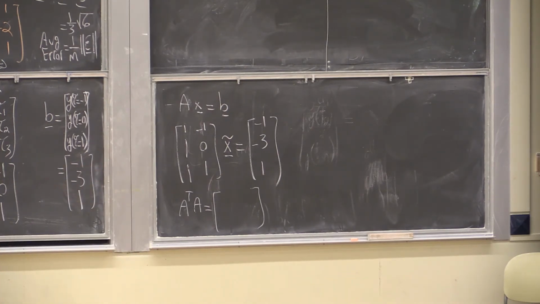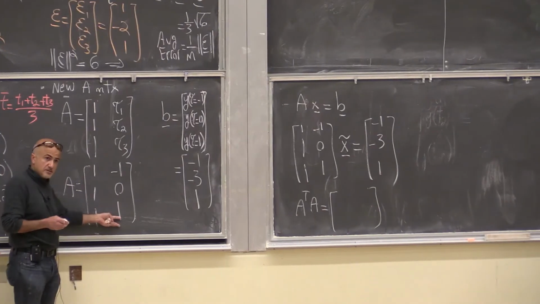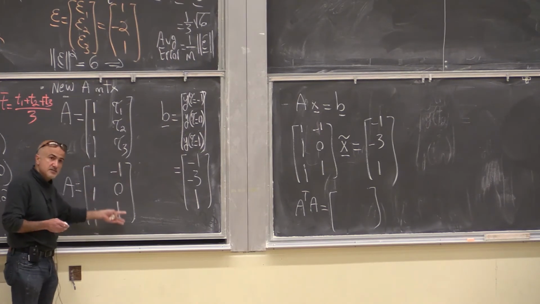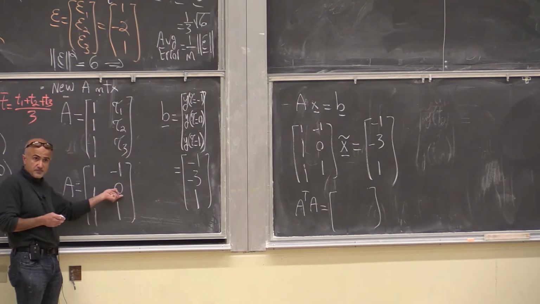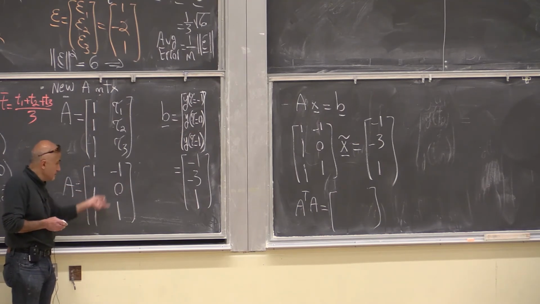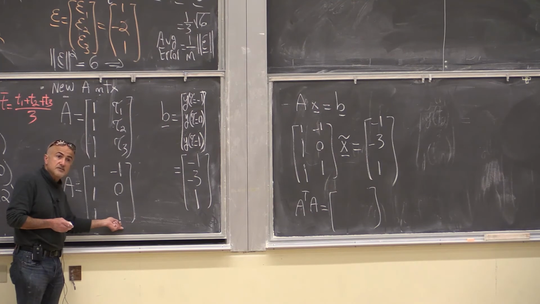So the old times were 0, 1, 2, right? And when I look at the first column of A, and I take the dot product with the second column, I don't get 0, do I? Because they're not orthogonal, right? But when I subtract just the right amount and center my time axis so that the time instances are symmetrically situated around 0, then when I take the dot product of this vector with that vector, I get 0.